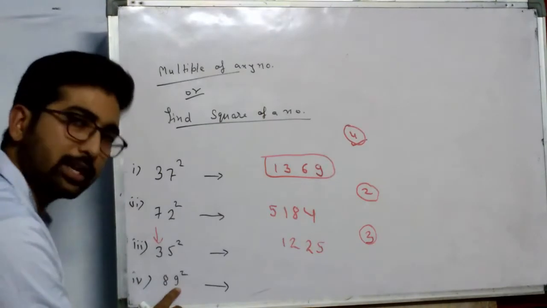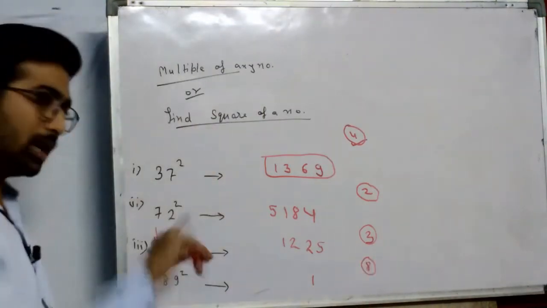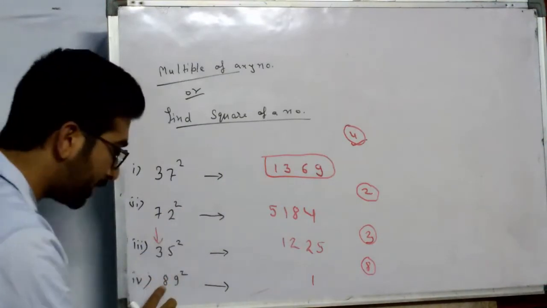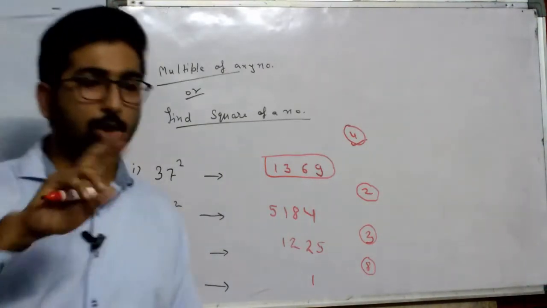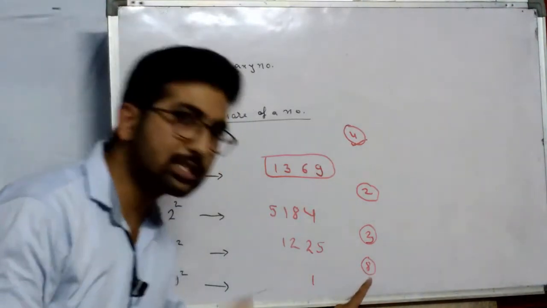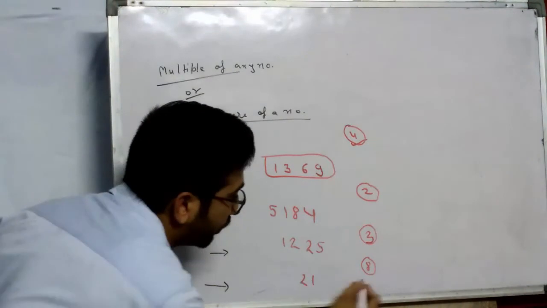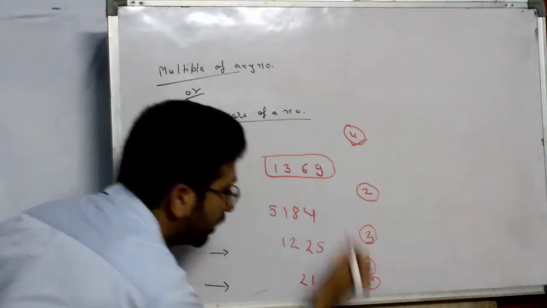So 9 square is 81. We will write 1 here and 8 will be your carry. Now multiply both the numbers. 8 9s are 72. Double of 72 is 144. 144 plus 8 is 152. 15 as a carry.